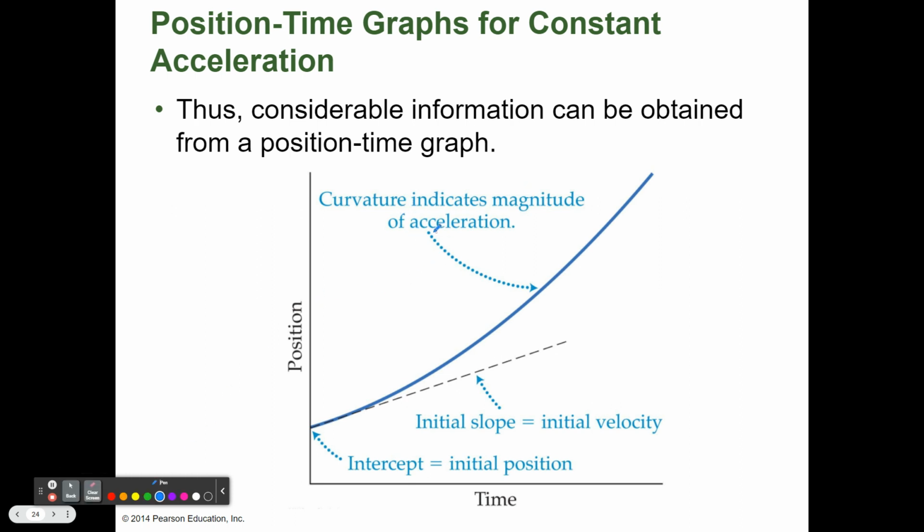So again, our curvature indicates the magnitude of the acceleration. The initial slope down here, if we could draw a line tangent to that, that would be our initial velocity. And then our y-intercept, where it crosses that y-axis, is going to be our initial position.